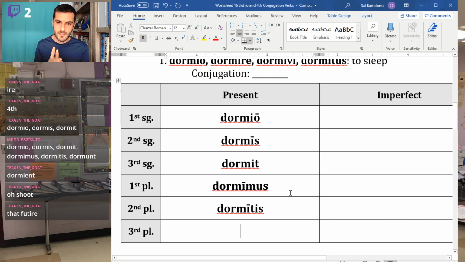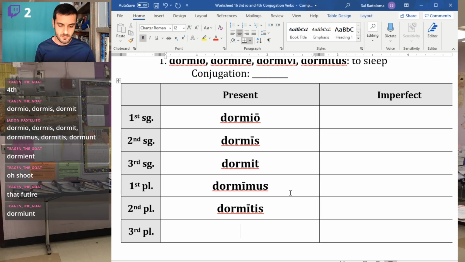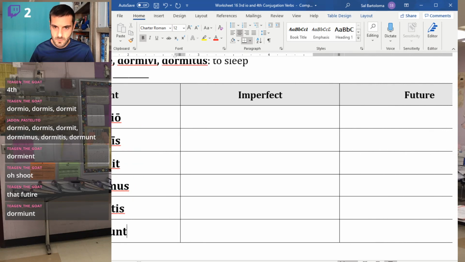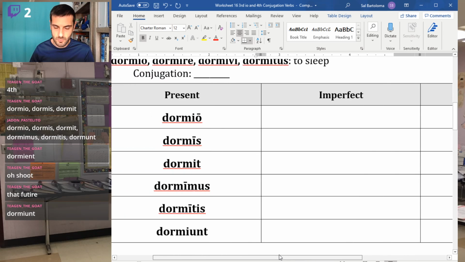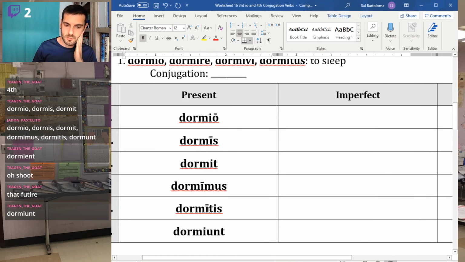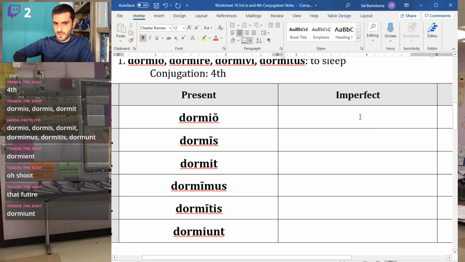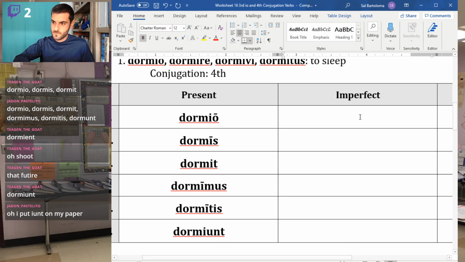So we want to have the o, is, it, imus, itis, and then dormiunt. Excellent. Dormiunt. Okay. So dormio, dormis, dormit, dormimus, dormitis, dormiunt. I's in all those forms, right? Because it is fourth conjugation. How about for the imperfect? I was sleeping, you were sleeping. How would I do this verb in the imperfect tense?